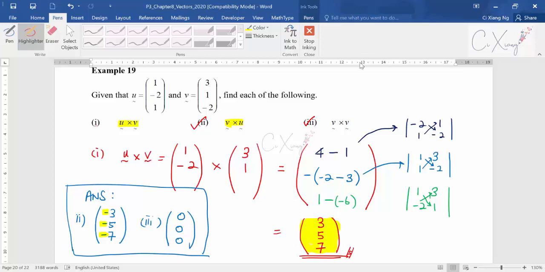Another one is this. When you take the cross product of two of the same vector, you get 0. The answer is confirmed 0. Like U cross U, you also get 0. This is some small detail.